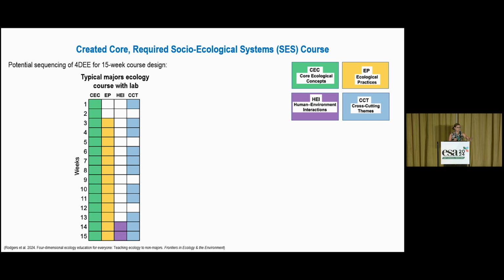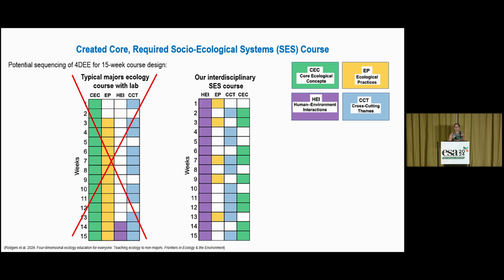And as you saw before, the typical ecology majors course that would be designed for majors wouldn't work for our students. If you're putting the CEC first, they're not going to understand why. And so this interdisciplinary socio-ecological systems course really puts HEI first. And you can see we scatter in a lot of the CCT, and a lot of focus on systems as well.